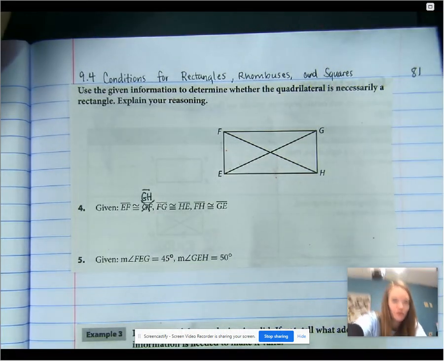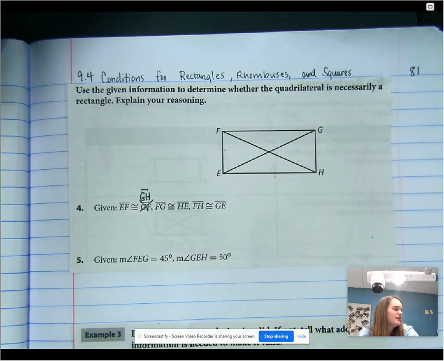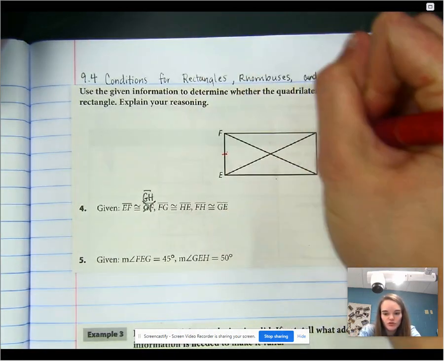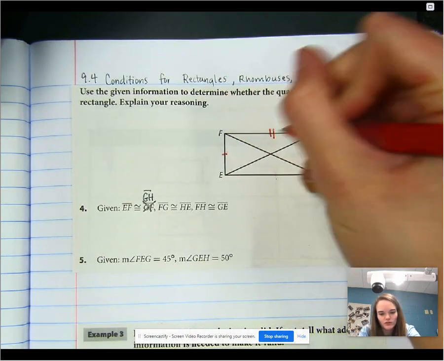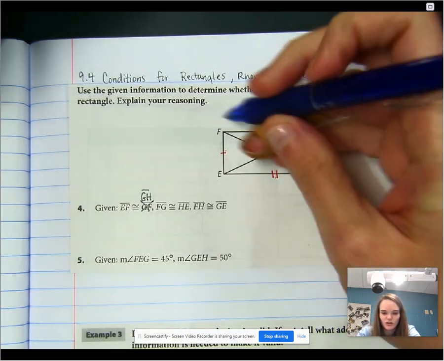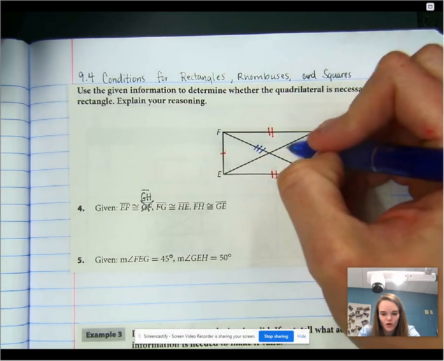In your homework, if you think there's a typo, ask. It doesn't necessarily mean it, because it says "if it's necessarily a rectangle," the answer could have been no. Anyway, EF is congruent to GH. FG is congruent to HE. And it says FH, this whole thing, is congruent to GE, the whole thing.